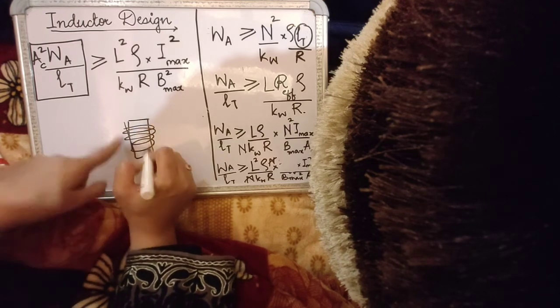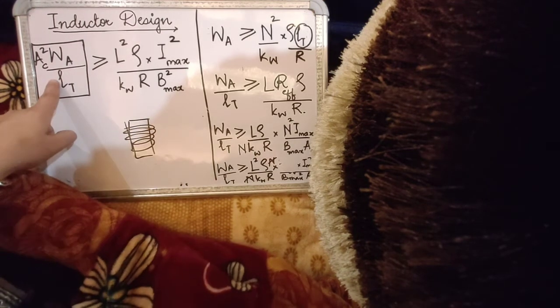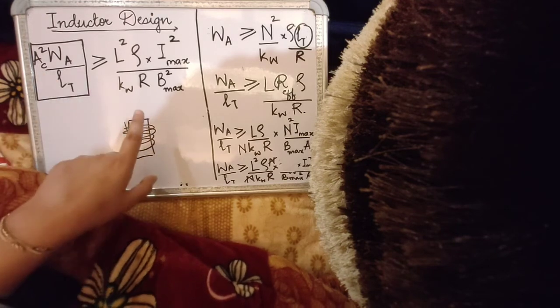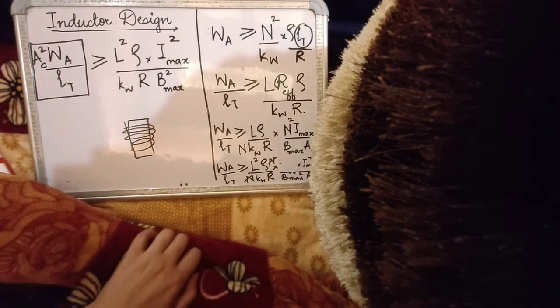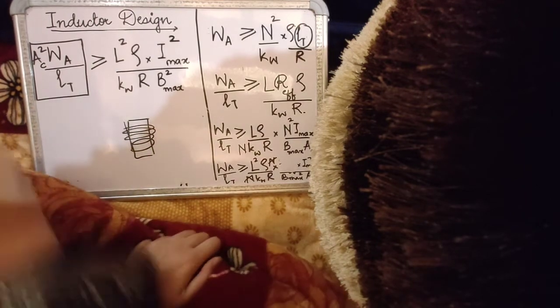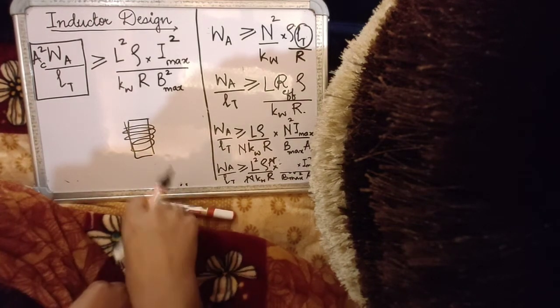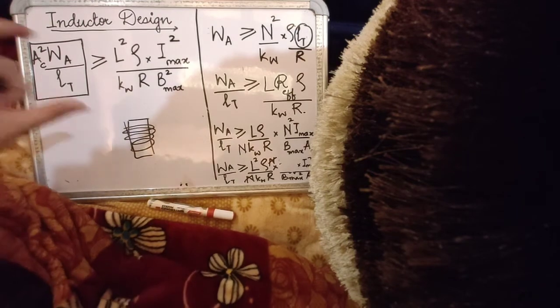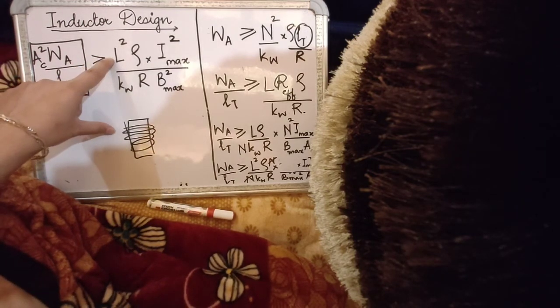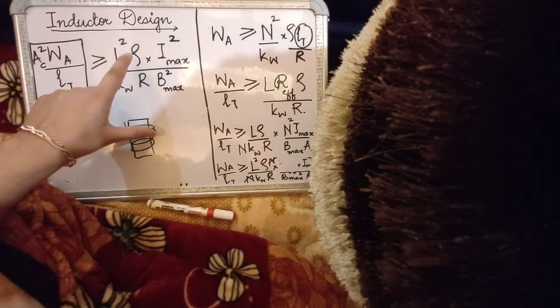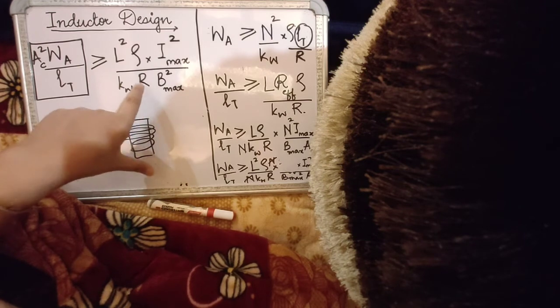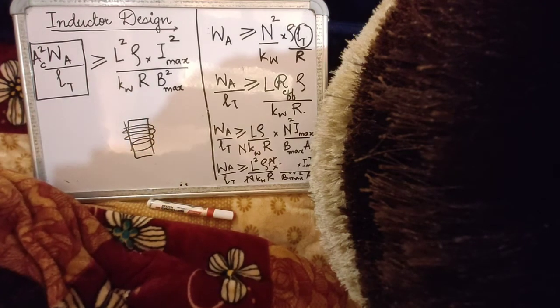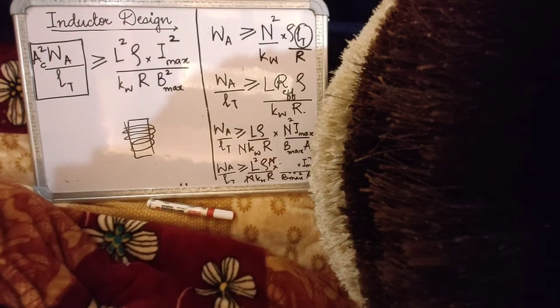So the core dimensions are going to affect length per turn as well. Now we have basically manipulated this equation in such a way so that I can incorporate all my design constraints within one equation. I can choose the value of inductance. I can choose the maximum current that the core should tolerate without going into saturation.